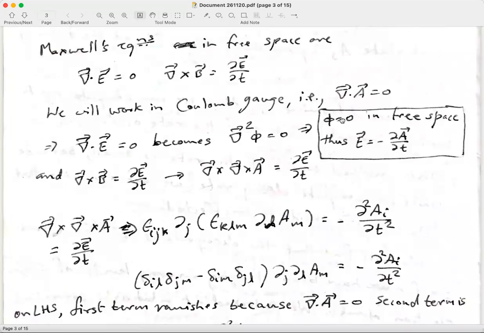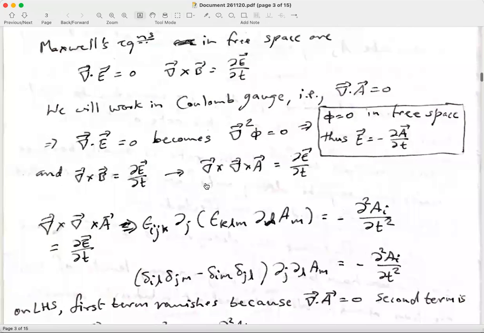Okay, and so as a result, we could reduce E to be just minus del A by del T. The second thing is, of course, the del cross B equals del E by del T equation. You can substitute B to be curl of A, and that gives you an equation: curl of curl of A is equal to minus del E by del T.